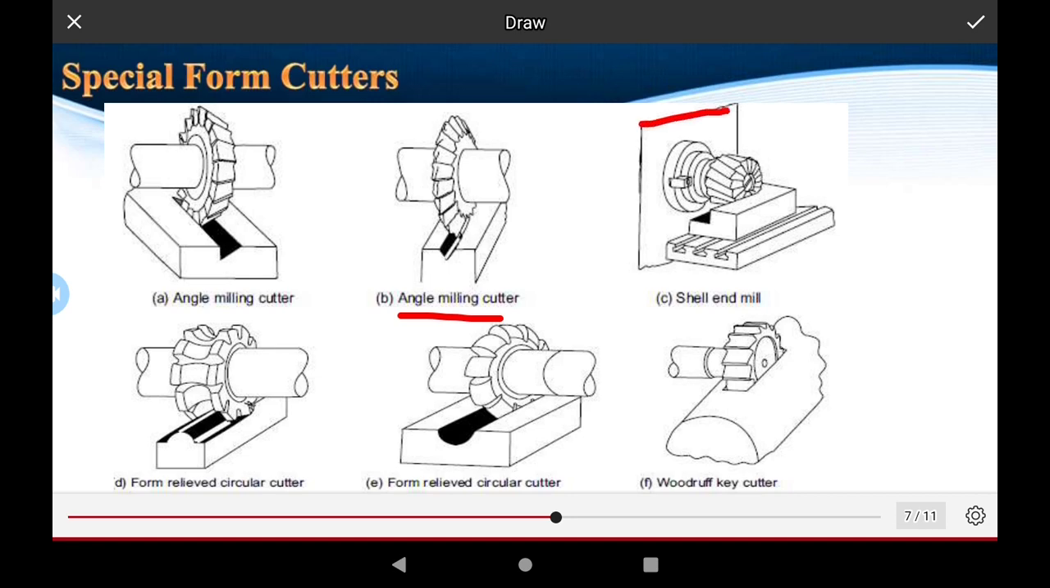Okay, this tool is also mounted on the headstock or head of the milling machine. Okay, and it is very strong, consisting of the tool wound on the shaft.